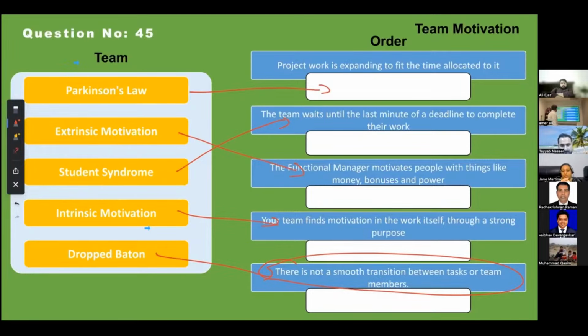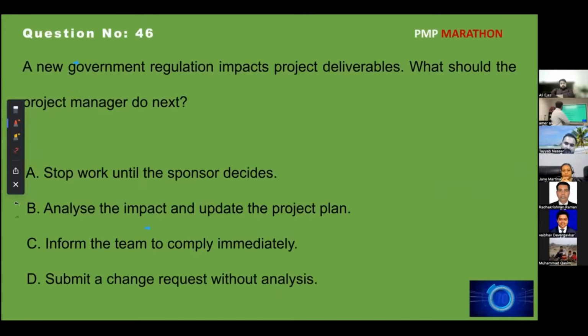A new government regulation impacts a project deliverable. Stop the work, analyze the impact. We solved a similar question, but it was a complete big-page question. This is the idea of that. So these ideas are very important for you.